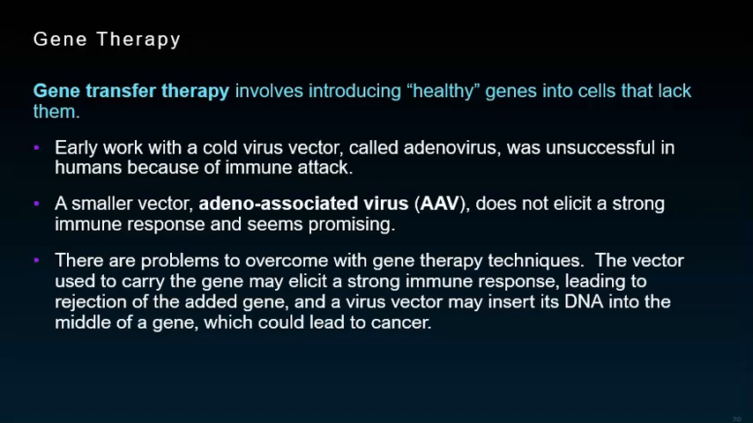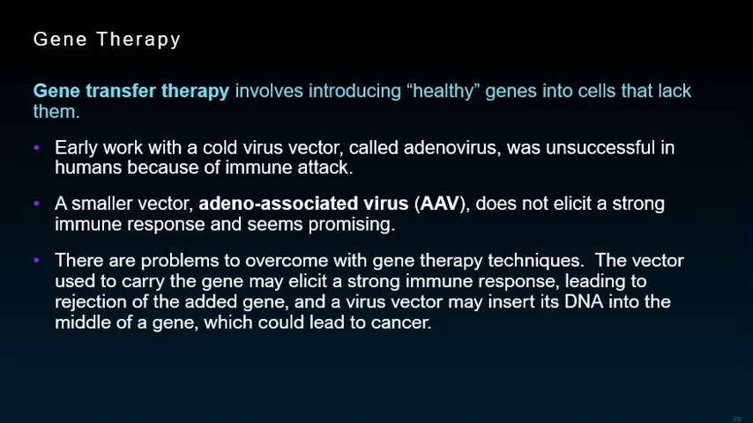Gene transfer therapy involves introducing healthy genes into cells that lack them. So gene transfer therapy is when we're taking healthy genes and putting them into the cells that don't have them. Early work with a cold virus vector called adenovirus was unsuccessful in humans because of immune attack. So they tried to use this virus, but it was too recognizable, and it didn't work. So then they selected a smaller vector, the adeno-associated virus, which is not going to be as easily recognized by an immune response. And it seems promising, but there are problems to overcome with gene therapy techniques.